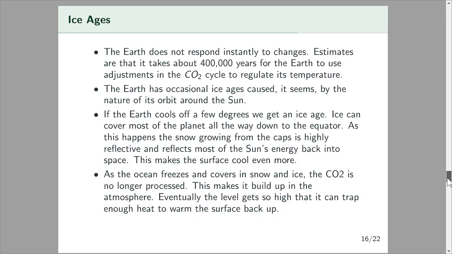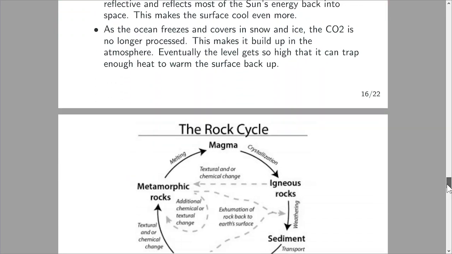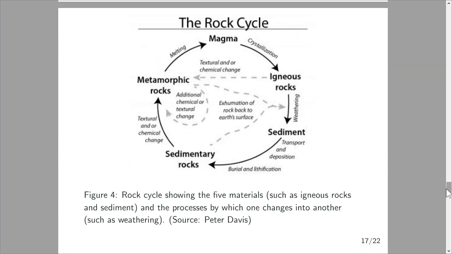And have nothing to do with human activity. This is just a natural process for the Earth. Okay, let's talk a little bit about the rock cycle.